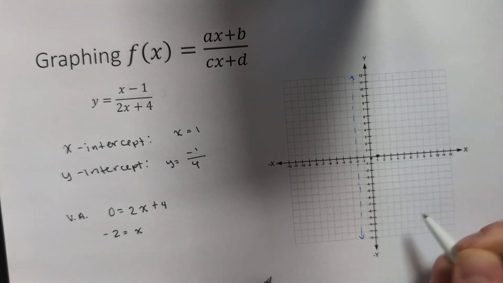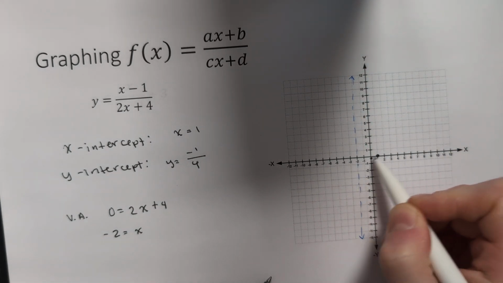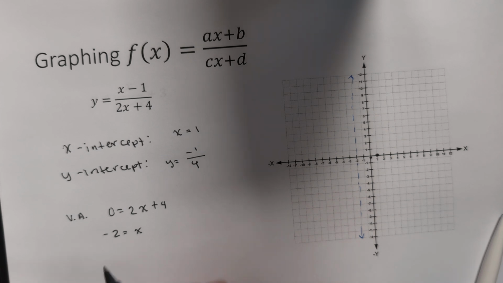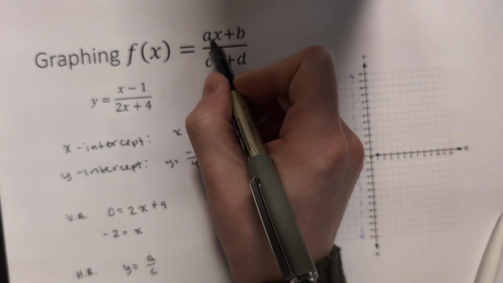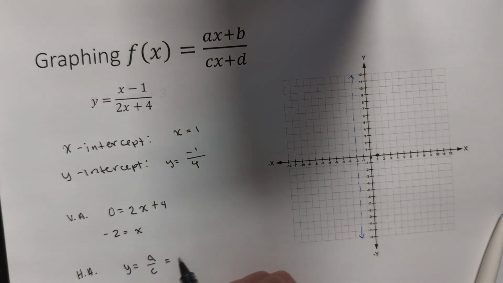Okay, they go on forever and ever. So I can already see this forming, and I can imagine how that's going to look. And the horizontal asymptote, instead of finding the inverse, I'm just going to say, remember that that's equal to a over c. Okay, so a is 1.